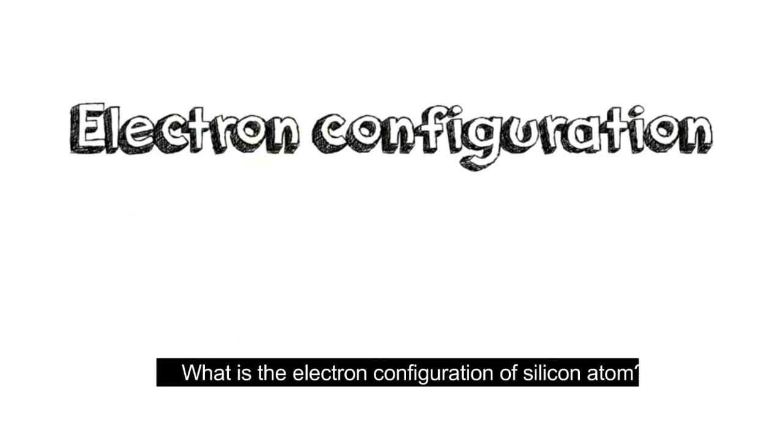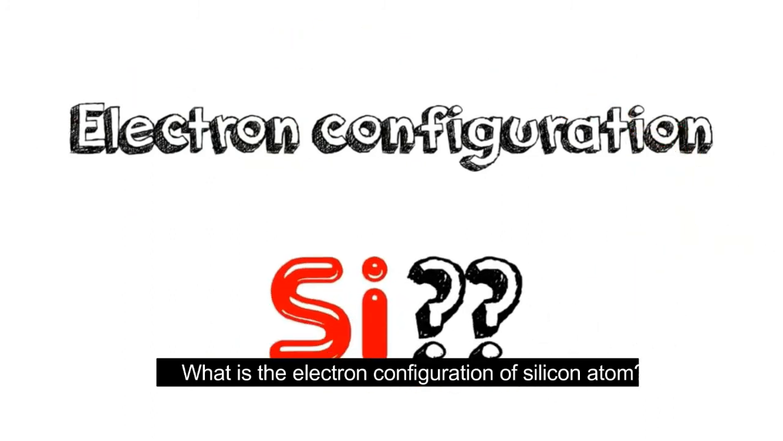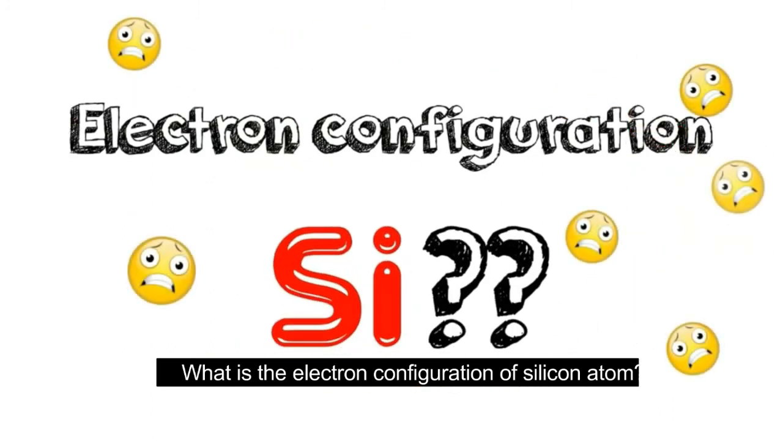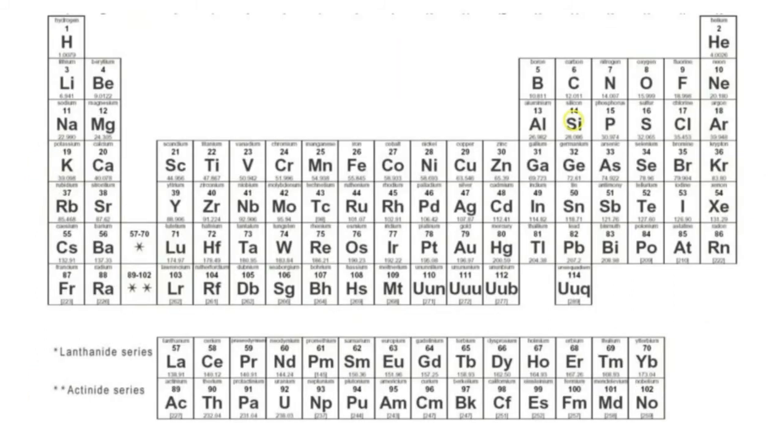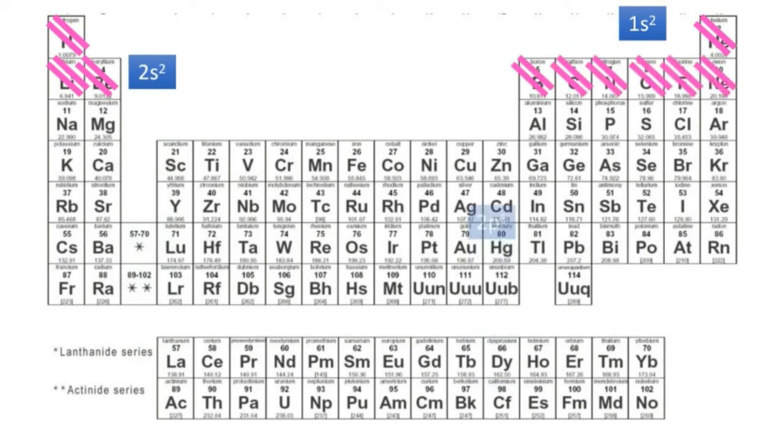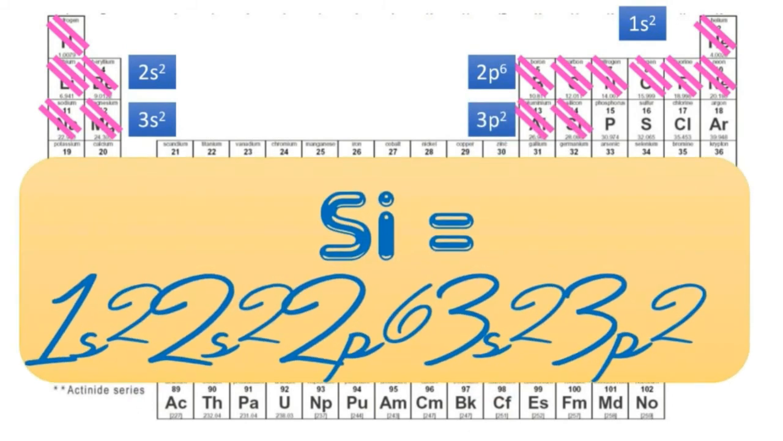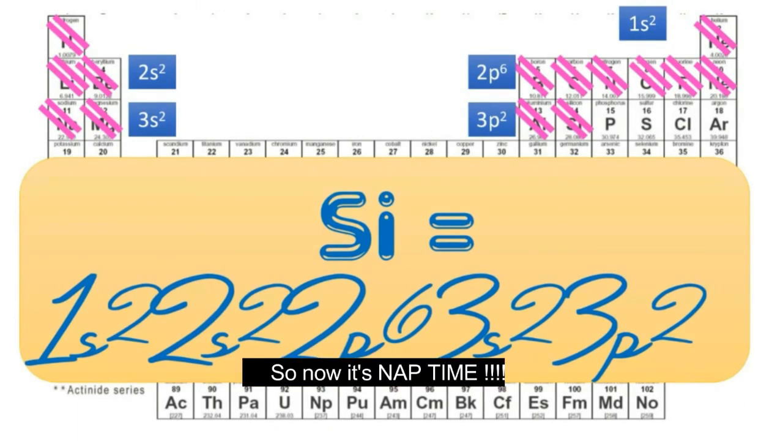What is the electron configuration of a silicon atom? The answer is 1s2, 2s2, 2p6, 3s2, 3p2.